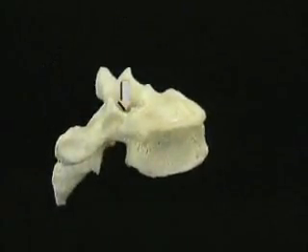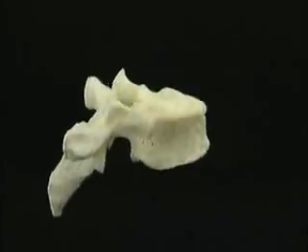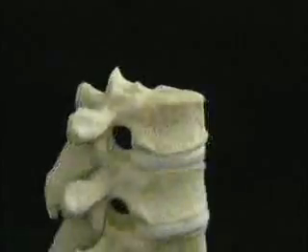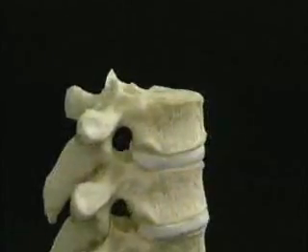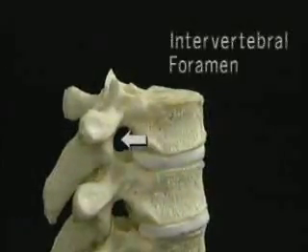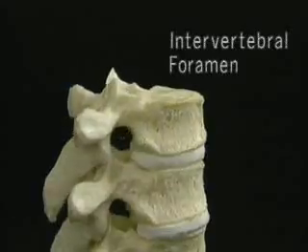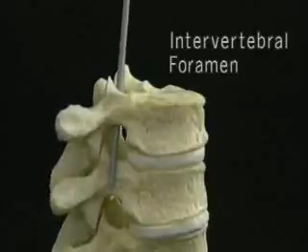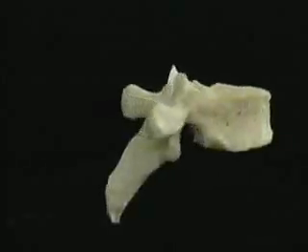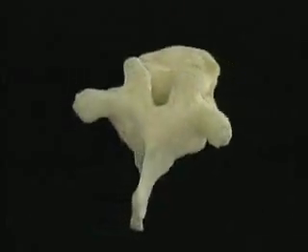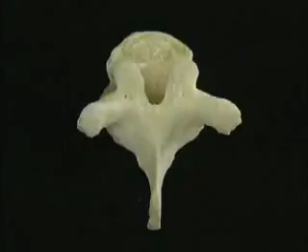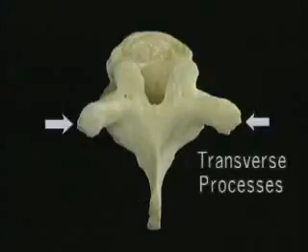There's a small notch in the upper edge of the pedicle and a larger notch in the lower edge. Together, the notches above and below form this opening on each side, the intervertebral foramen. A spinal nerve emerges through each intervertebral foramen. Arising from the neural arch are 3 large bony projections called processes: a spinous process in the midline, a transverse process on each side.